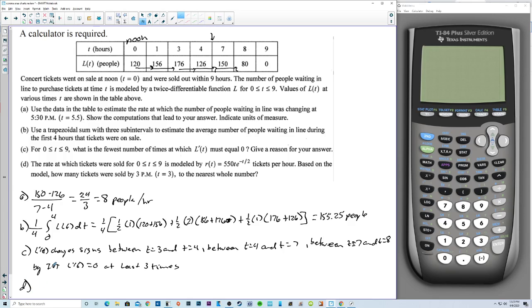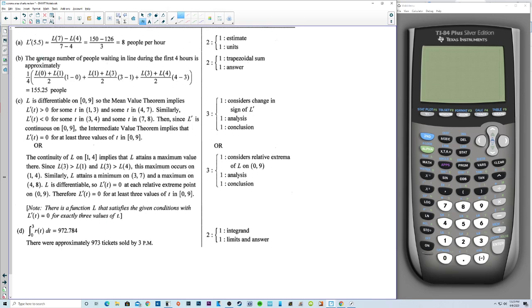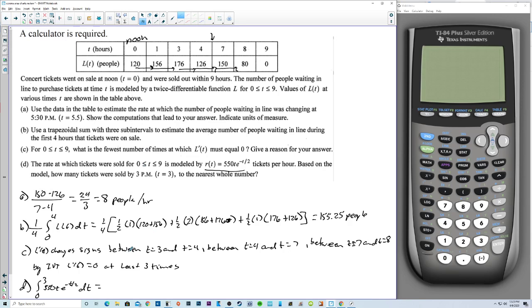D, the rate at which tickets were sold for 0 to 9 is modeled by this function, tickets per hour. Based on the model, how many tickets were sold by 3 p.m.? Well, we're starting at noon, so 0 to 3 of 550 t e to the negative t over 2 dt. And that's equal to 973. So 973 tickets. There we go. Let's see what else we have.